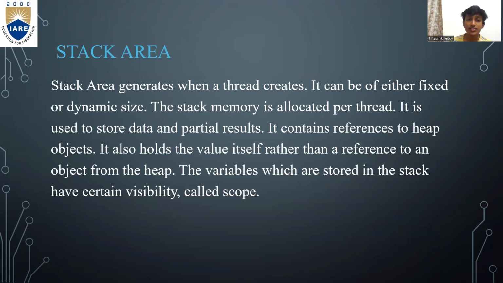Next, stack area. The stack area is generated when the thread is created. It can be of either fixed or dynamic size. The stack memory is allocated per thread. It is used to store partial results. It contains references to heap objects. It also holds the value itself rather than a reference to an object from the heap. The variables stored in the stack have a certain visibility, called the stack scope.